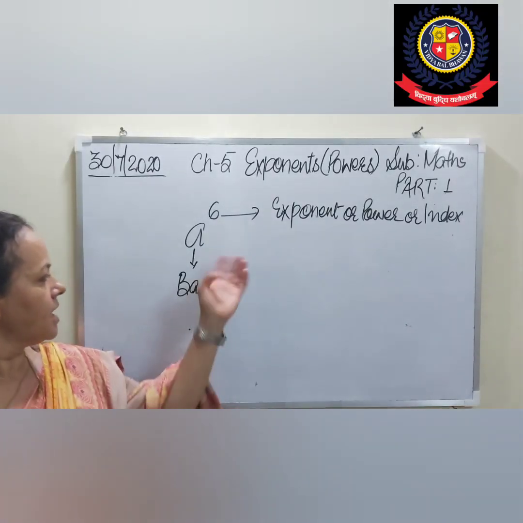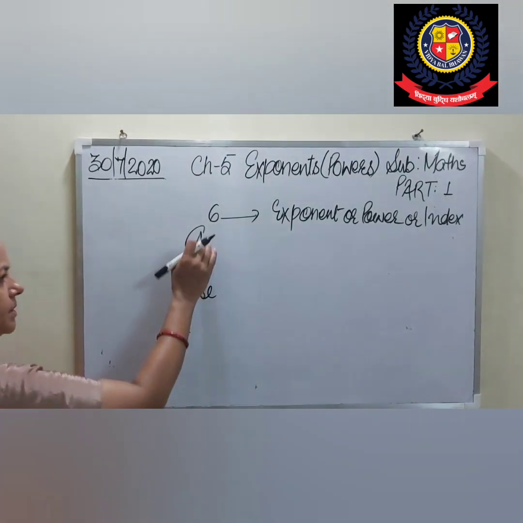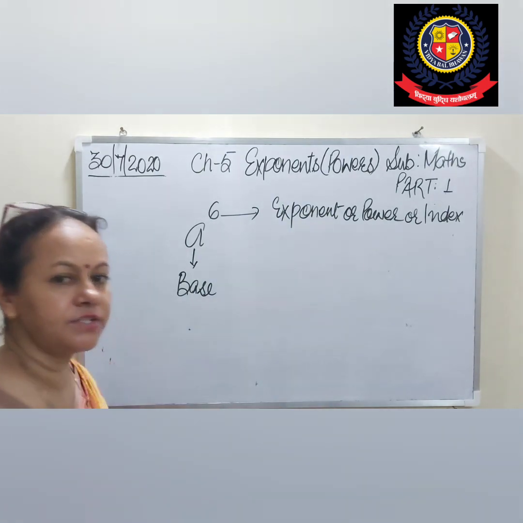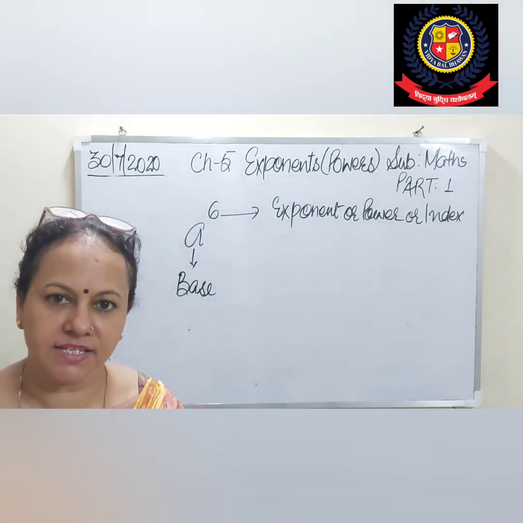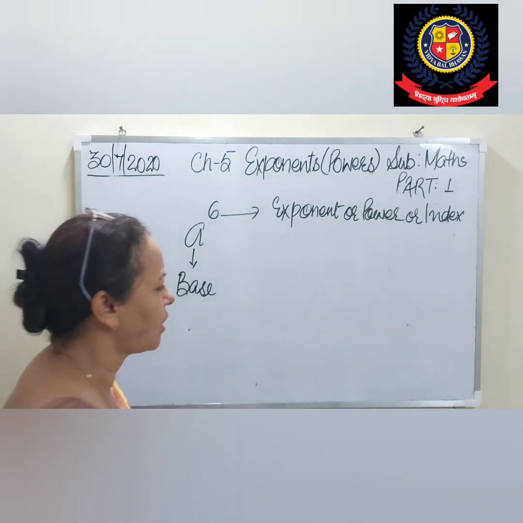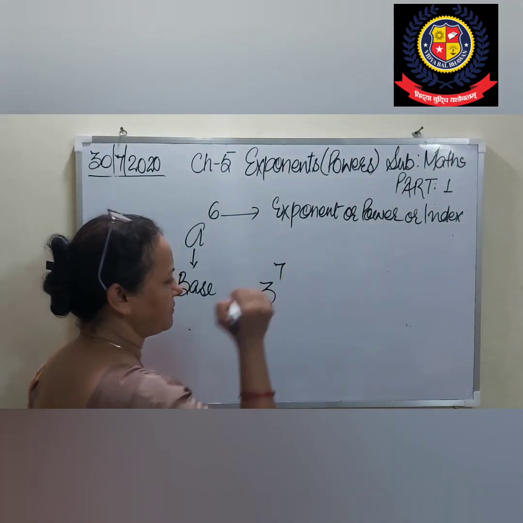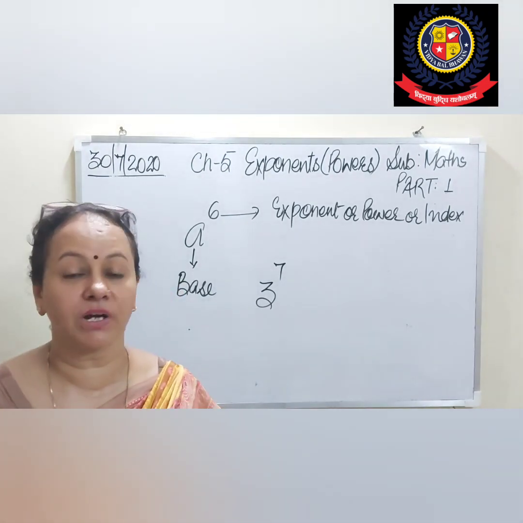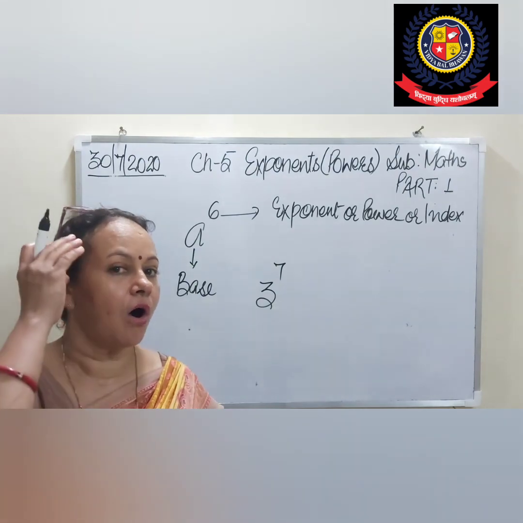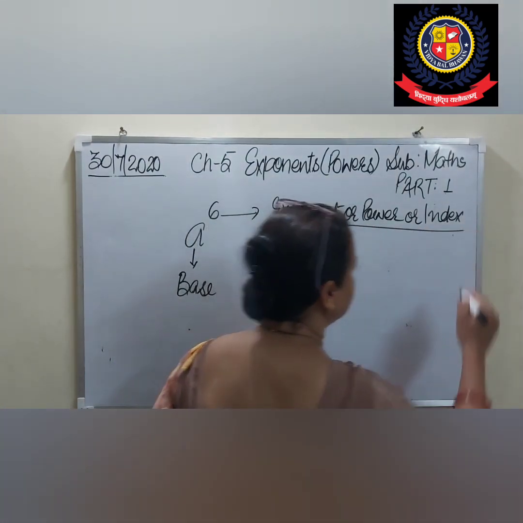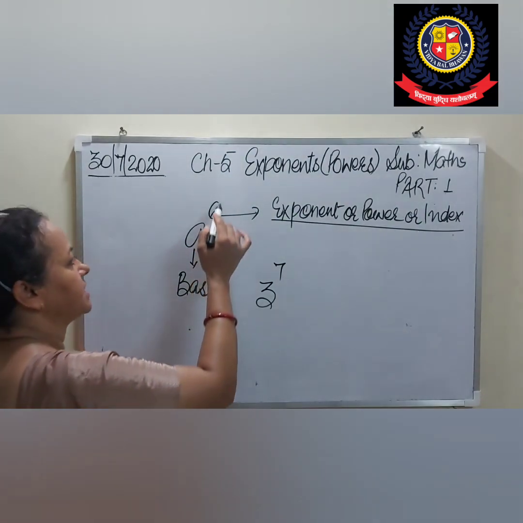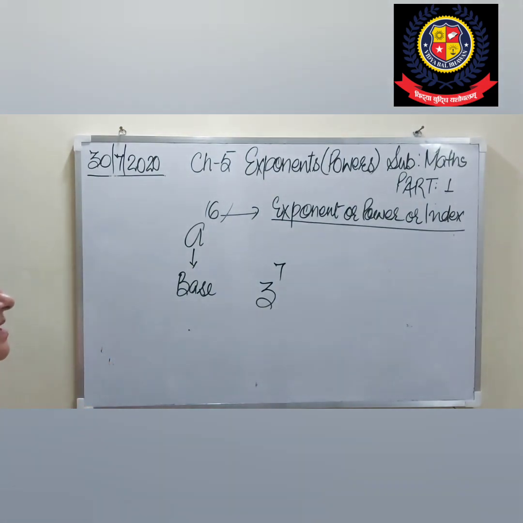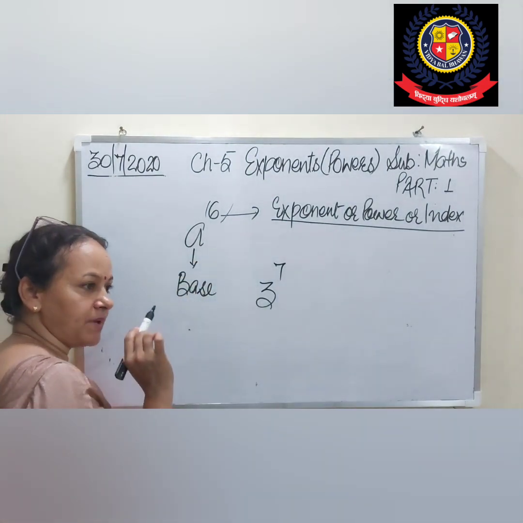Now students, if the number is written in this form, a to the power 6, a is known as the base, and 6 is known as the exponent, or power, or index. If somebody asks what is the index of 3 to the power 7, 7 is the index. What is the power? 7 is the power. What is the exponent? 7 is the exponent. So all three names, whichever they use, you have to understand the meaning. This is the superscript. I told you the word superscript. And this is always known as the base.